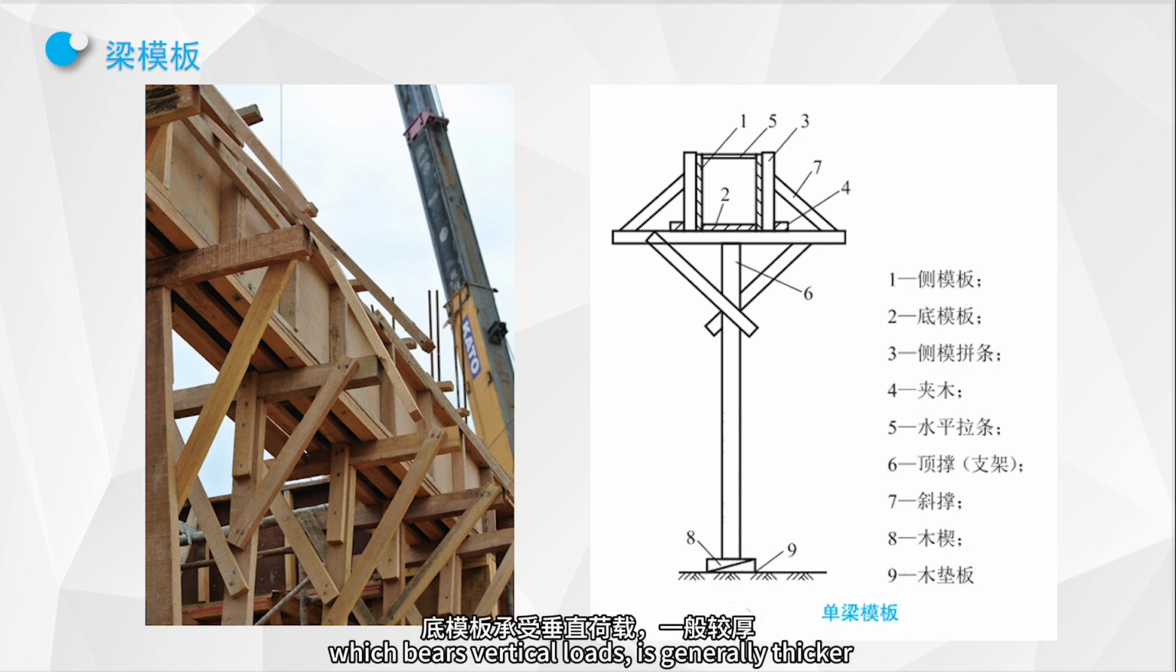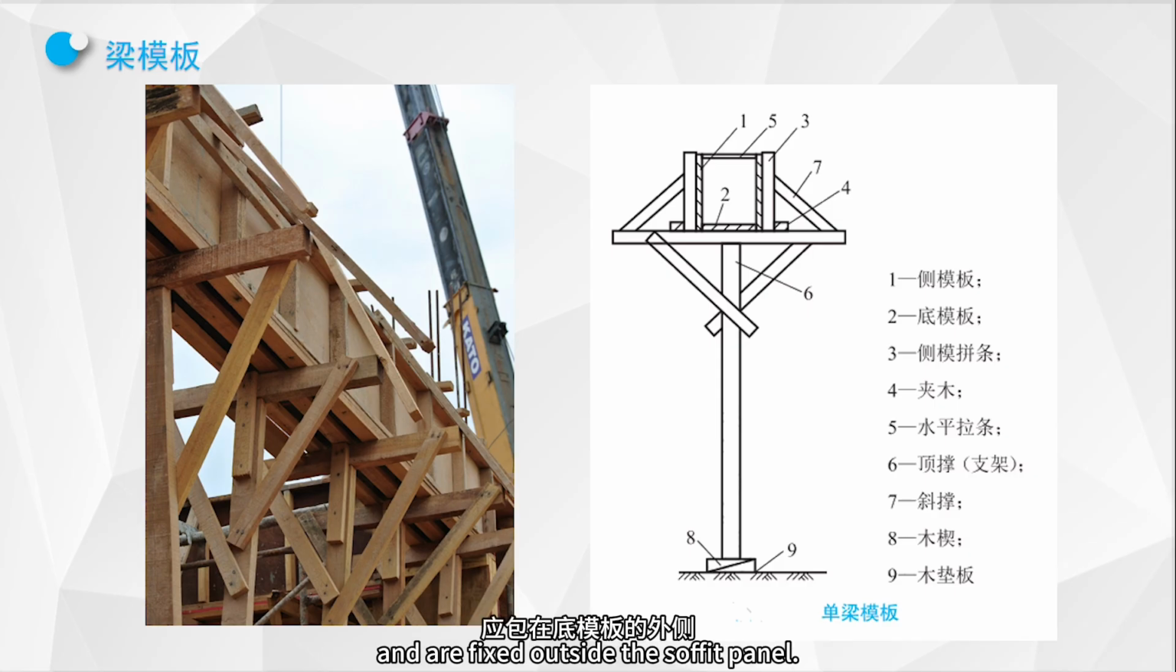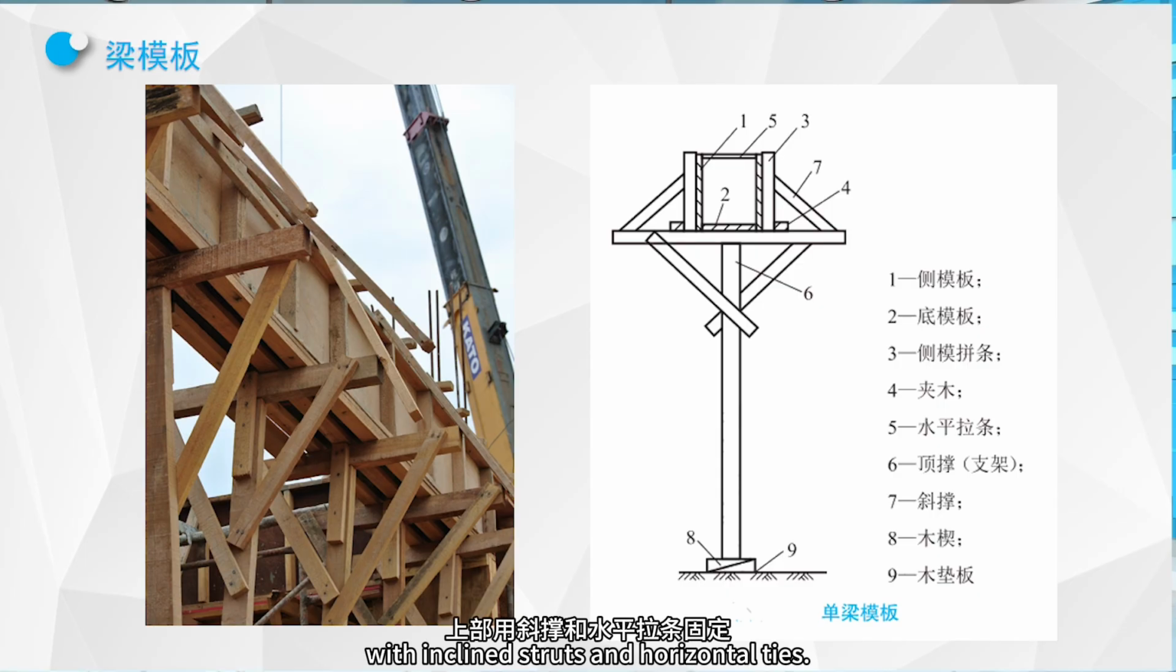The soffit panel, which bears vertical loads, is generally thicker and supported underneath by props. The side panels bear lateral concrete pressure and are fixed outside the soffit panel. The soffit panel is fixed with cleats, while the top is secured with inclined struts and horizontal ties.